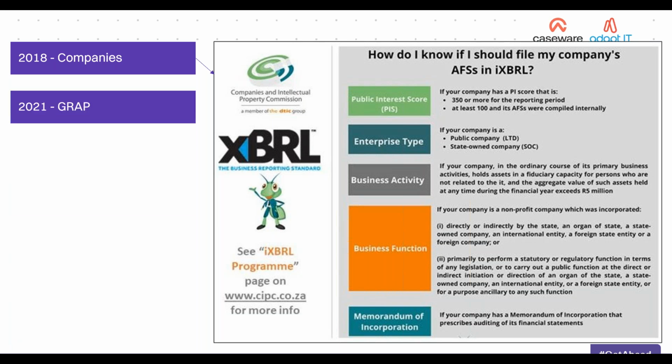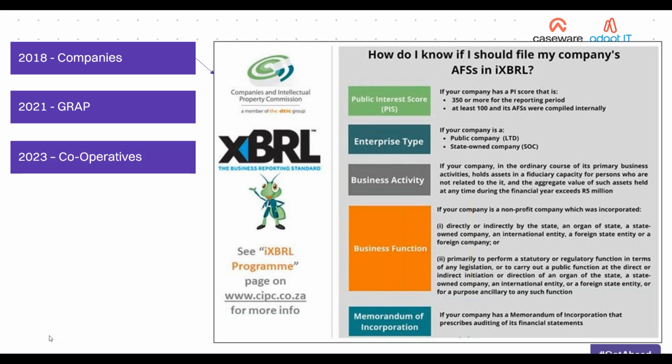Then in 2021, GRAP became mandatory, and that has to file XBRL. And in 2023, entity type co-ops needed to submit as well. This is all just requirements for CIPC, but they are looking to expand it to other regulators like the JSE and SARS. At the end of the day, you only submit your data once, and then each regulator extracts what they want from this data. But we are not there yet. Currently, it's only for Companies House.